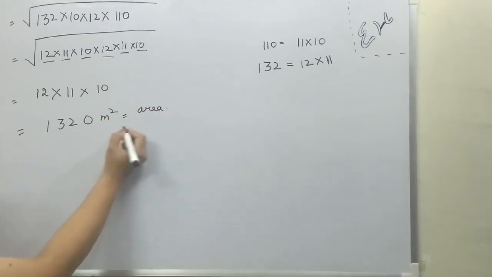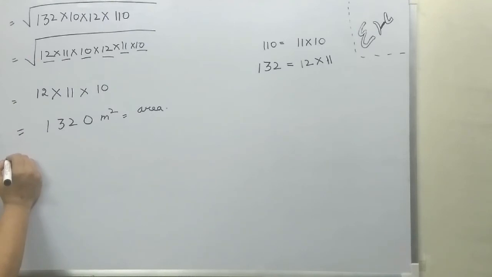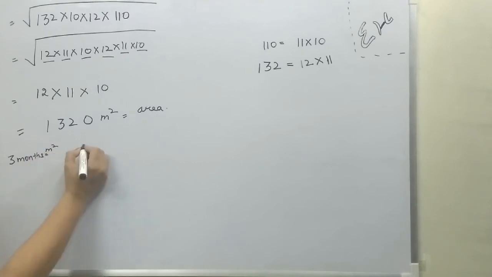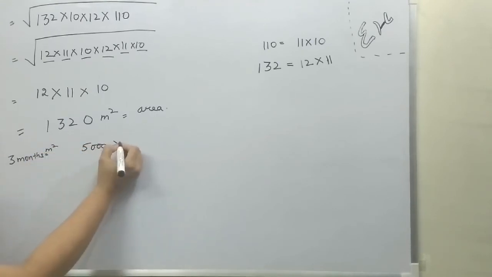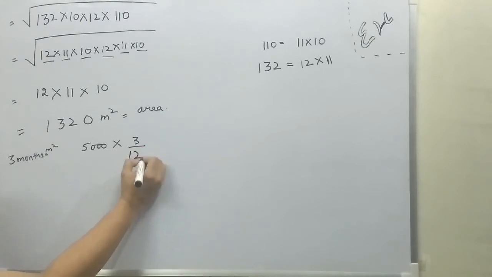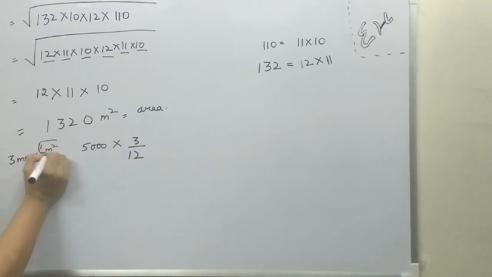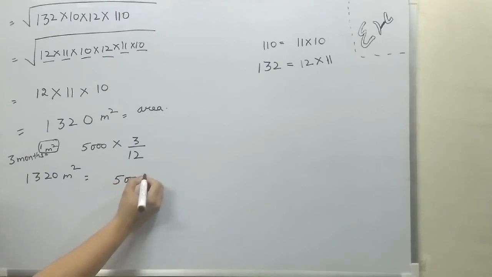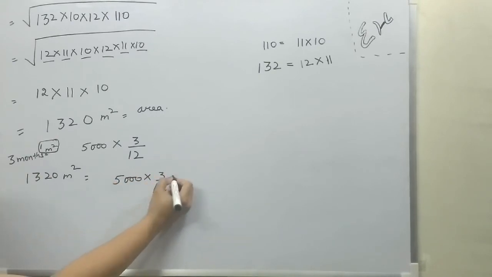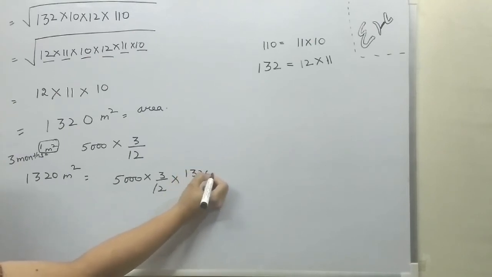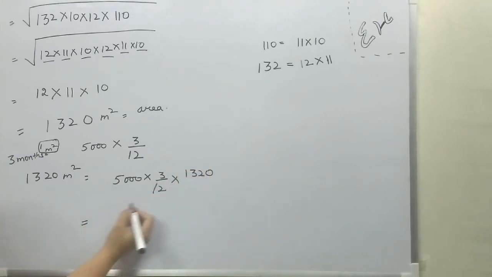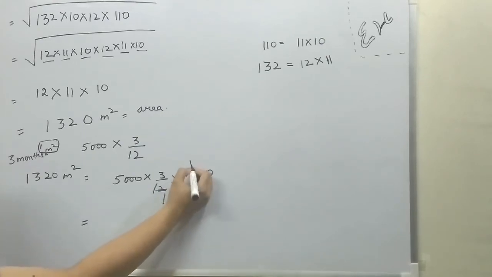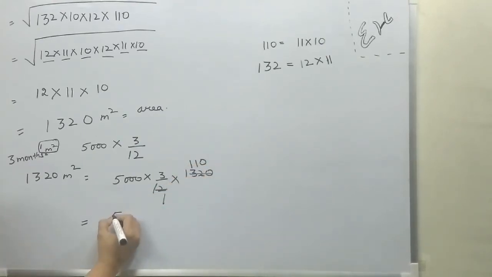This is your area. अब हमने कैलकुलेट करा था 3 मंथ्स में कितना उसको पर मीटर स्क्वायर रेंट था 5000 मल्टीप्लाई बाय 3/12. ये 1 मीटर स्क्वायर का रेंट था. अब आपको कितने मीटर स्क्वायर का रेंट पे करना है 1320 मीटर स्क्वायर का. दैट मीन्स 5000 मल्टीप्लाई बाय 3/12 मल्टीप्लाई बाय 1320.